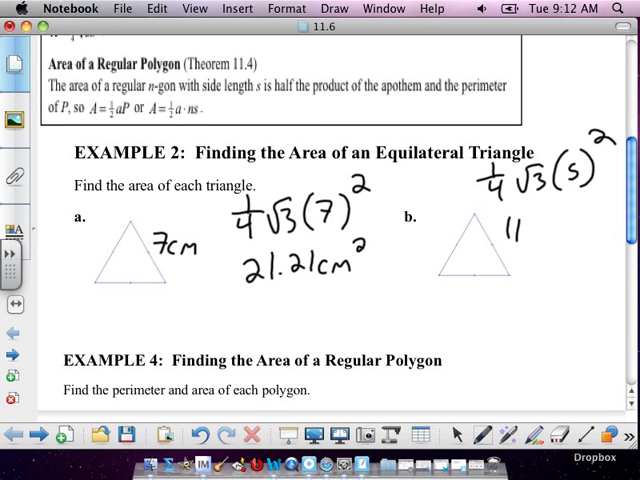All right, guys, what did we get? So we did 0.25 times the square root of 3 times 11 squared, and you got 52.39. And that is feet squared. Good. Okay. So we got quite a few things to talk about for the next one.